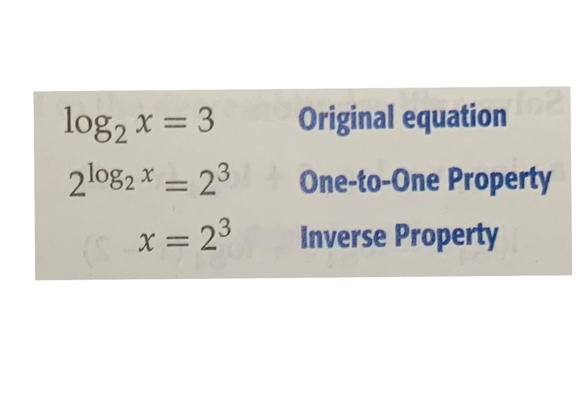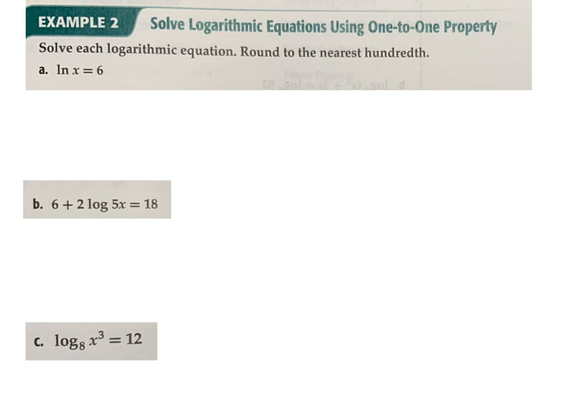The key is you have to have the log by itself before you can do this. So if the log is not by itself, you have to get the log by itself. If you have multiple logs, you have to condense before you can do this process. So let's look at this next example.